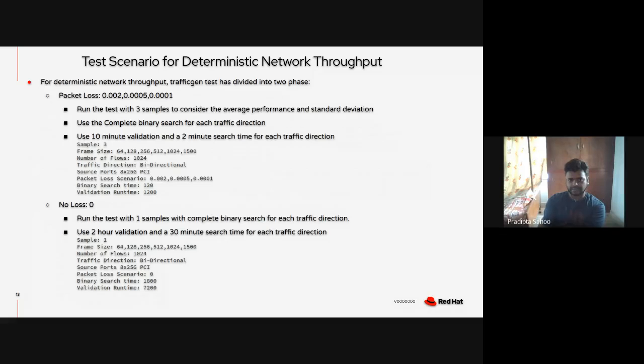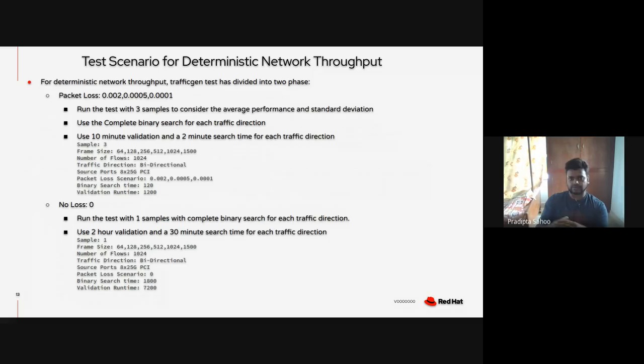Each sample was executed with frame sizes from 64 to 1500 for multi-streaming flows. In our case, we use 1024. The binary search targets the maximum line rate, and the final validation runtime is 10 minutes. Once it validates the maximum line rate, it will jump to the further validation to run the validation runtime.